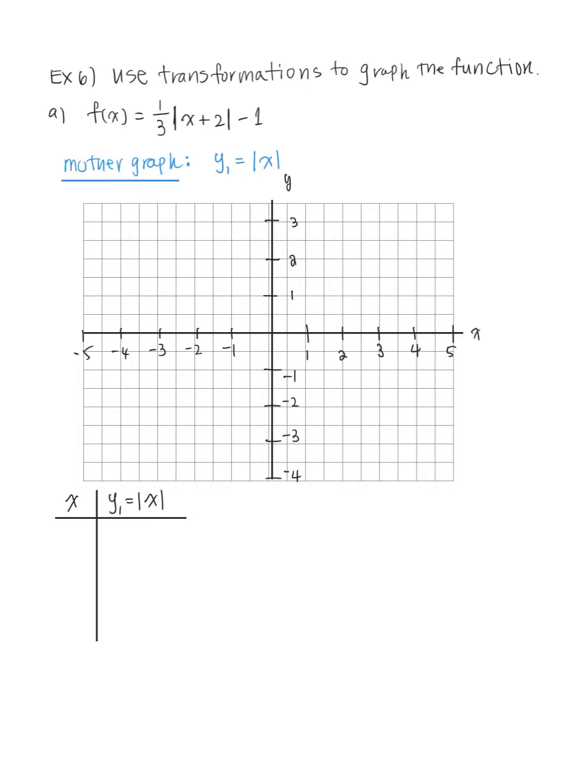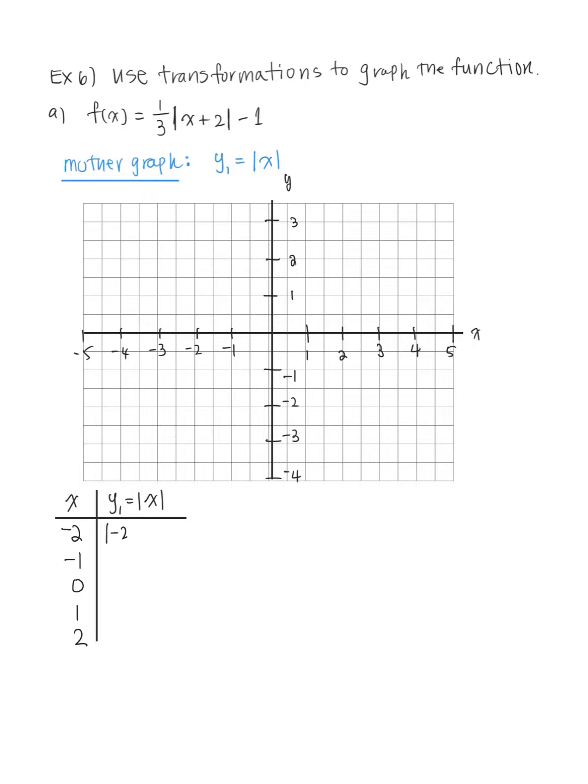Do you want to do negative 3 to 3? Is that too much? Yeah, maybe that's too much. How about a negative 2 to 2? I think that's fair. All right, so what I'm going to do is write down negative 2, negative 1, 0, 1, 2, and compute the corresponding value, which is absolute value of x.